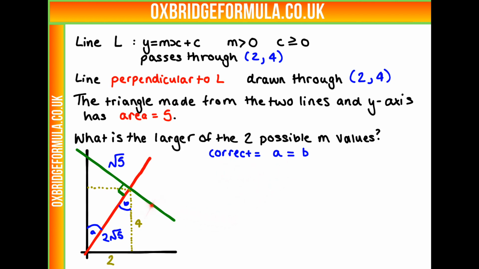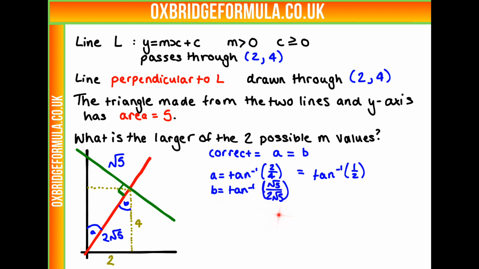If we start with A, how can we work out this angle? Well, we can use trigonometry. We know our opposite and our adjacent sides are going to be 2 and 4. So if we do tan A, or tan minus 1 of 2 over 4, that's going to give us A. And that's going to just give us tan minus 1 of a half. And if we do the same for B, again, we can use the tan function of root 5 over 2 root 5, and again that's going to equal a half. And because we know these are the same, this little diagram we've drawn is correct.